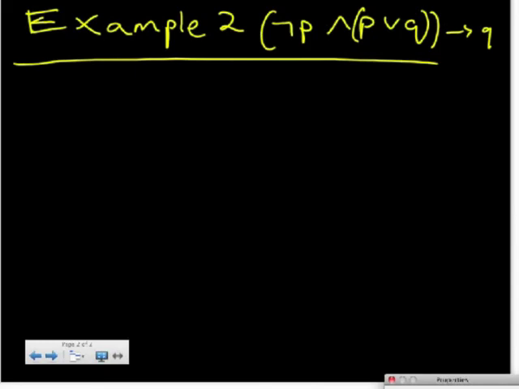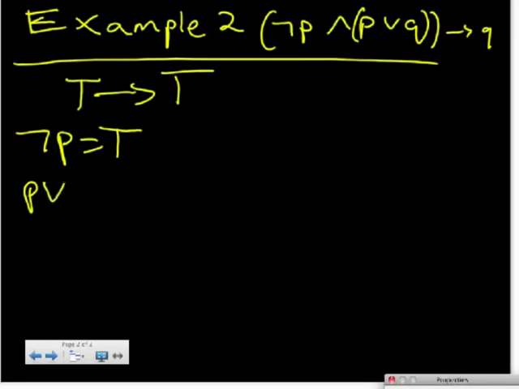And now we'll do a more difficult example. We're going to prove that the following logical statement is always true. So we have not P and P or Q implies Q. And so we're going to show that if we assume that the left part of the statement is true, then that means the right part of the statement must always be true. And so since we have the AND operator, in order for the whole expression to be true, both of the parts must also be true. So that means not P must be true, and P or Q must also be true.